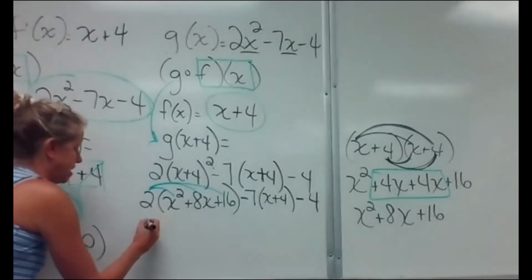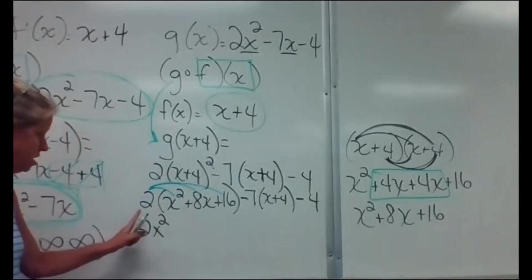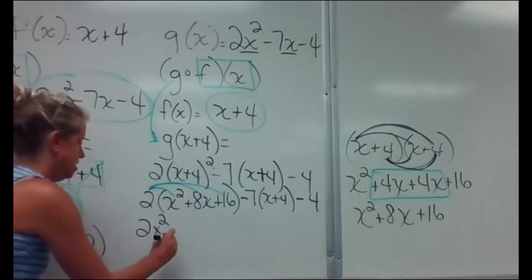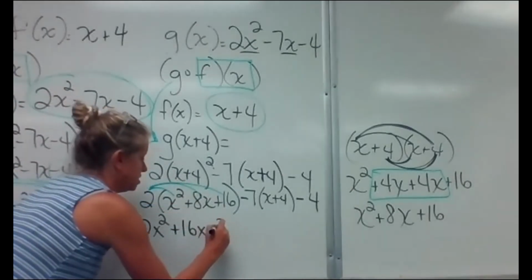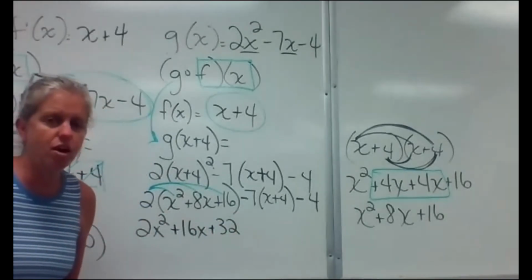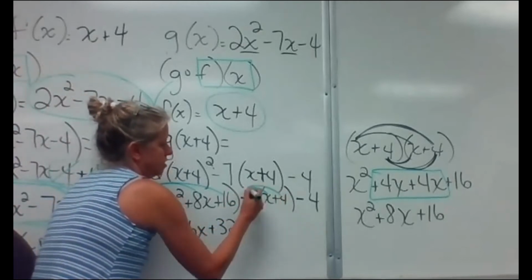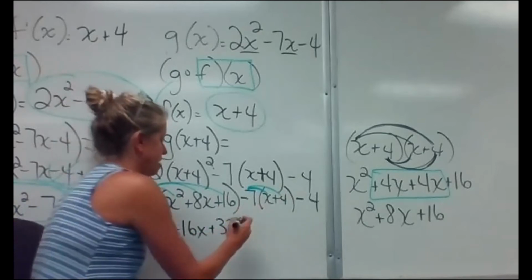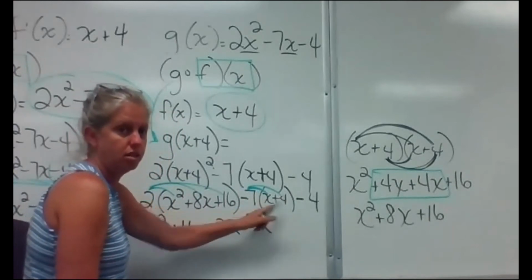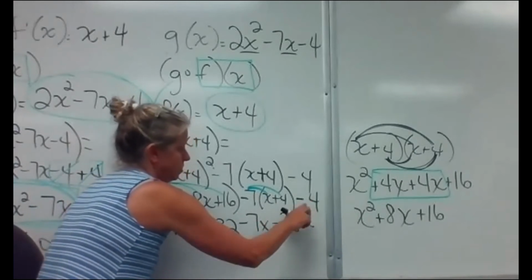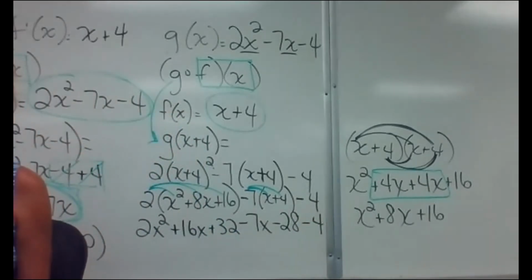So let's see. 2 times x squared. Remember, you just hook them together. 2x squared. 2 times 8x, so plus 16x. 2 times 16 gives me plus 32. So that got rid of those parentheses. Now get rid of these. So you're multiplying everything in these parentheses with this -7. So -7 times x is -7x. -7 times +4 gives me -28. Bring down that -4 at the end. Almost there. All that's left to do is clean this up.